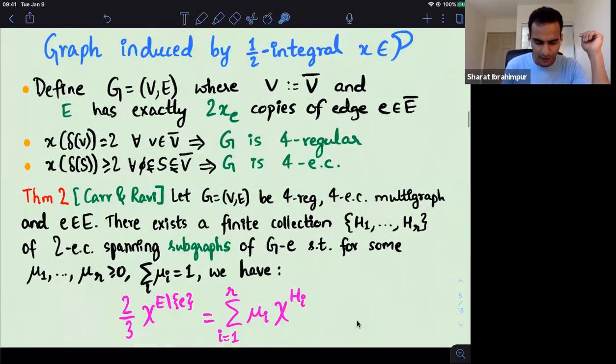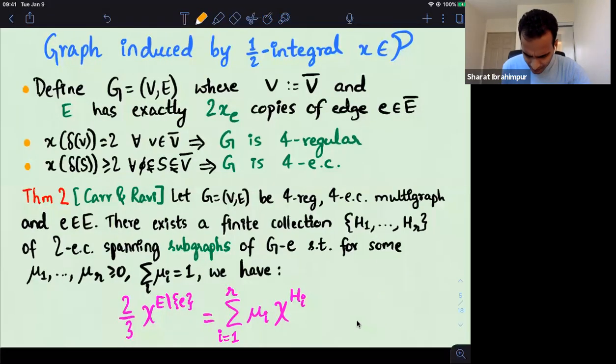And this is the result from Carr and Ravi's paper from 2 decades ago. What they show is that if you're given a 4 regular 4-edge connected multigraph G and an arbitrary edge little e in capital E, then there exists a finite collection H1 through Hr of 2-edge connected spanning subgraphs of G minus e. So all these subgraphs avoid the edge e. And there exist some non-negative coefficients mu1 through mu r whose sum is 1, so they form a convex combination. And we have that the vector 2/3 times the almost uniform vector, where you put 2/3 mass on every edge in capital E, but not on little e, can be expressed as a convex combination of the incidence vectors of these 2-edge connected subgraphs.